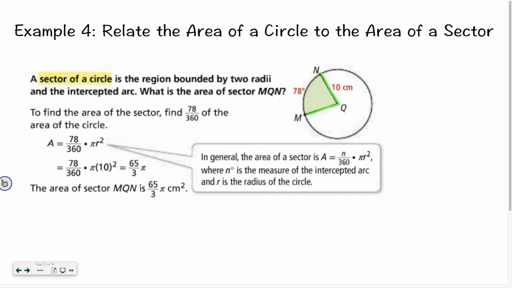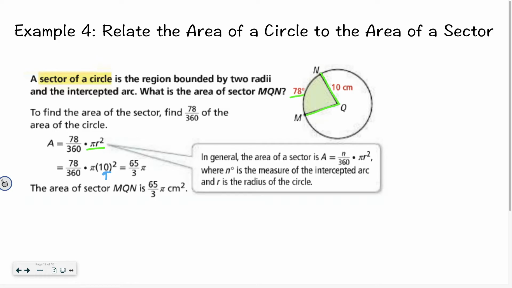The way that we find this is you still use that fraction, so you use that angle over 360 because that's the portion you're looking at, but instead of multiplying by the circumference, we multiply by the area of the circle, so that's pi r squared. So in this case, we have a radius of 10, so we would do 10 squared. So we have 78 over 360 times pi times 10 squared.